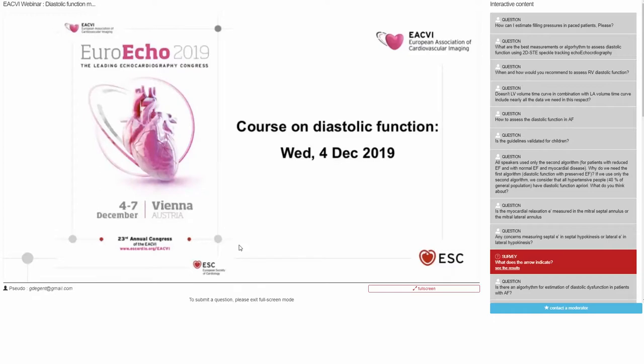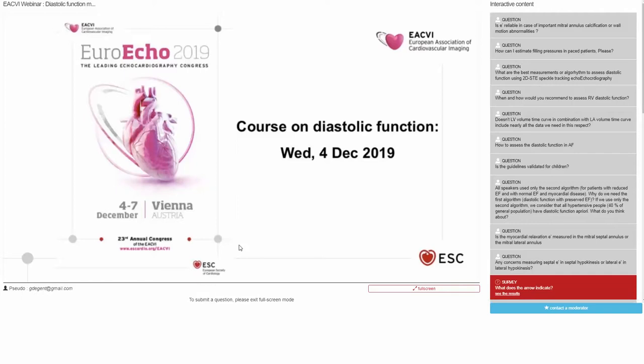What about children? Can we apply these guidelines we have been through to children? That's where we like the revised guideline algorithm, because if you use the 7 centimeters per second, we may underestimate or undercall a lot of diastolic dysfunction in children, because children should have an E prime velocity of 15, and even 10 may not be normal for them. So we really need to establish the normal diastolic function parameters for them. Yeah, that should be done.